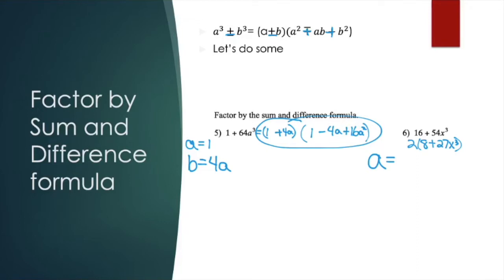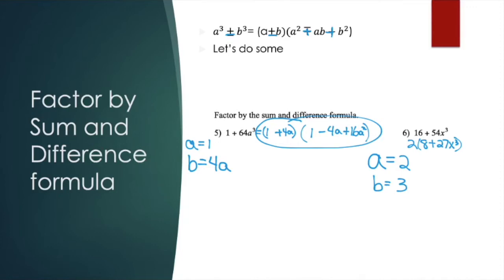Okay, so what's my A value for this? The A value, what times what gives me 8? 2 times 2 times 2 is 8. What times what gives me 27x cubed? Prime number, 3. 3 times 3 is 9, times 3 is 27. So it's 3x.